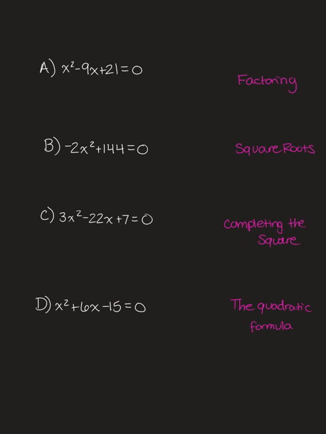So I have 4 equations here, and I'm going to figure out which method to use just by the discriminant. So you find the discriminant, and then that'll tell you which method you can use. First things first, on A here, we need to identify A, B, and C. So A is 1, B is -9, and C is 21.